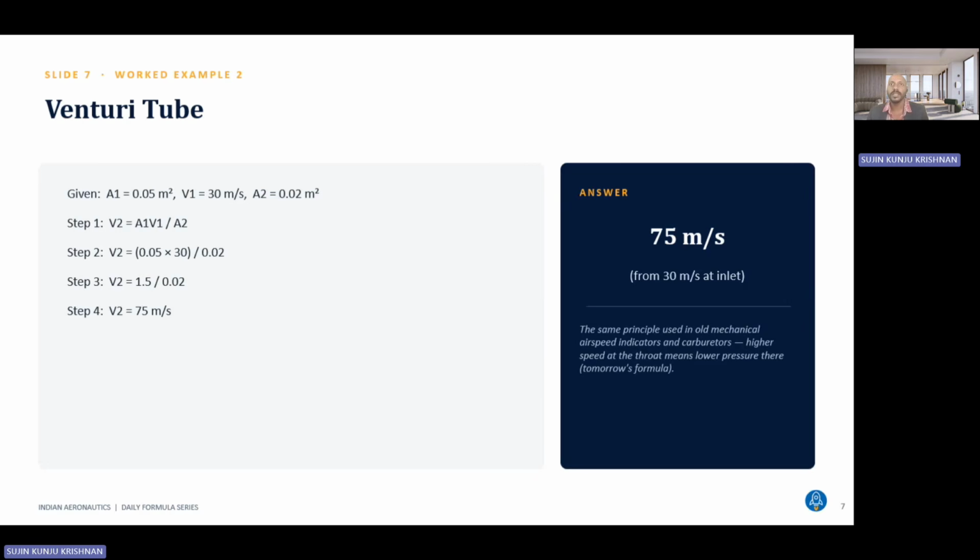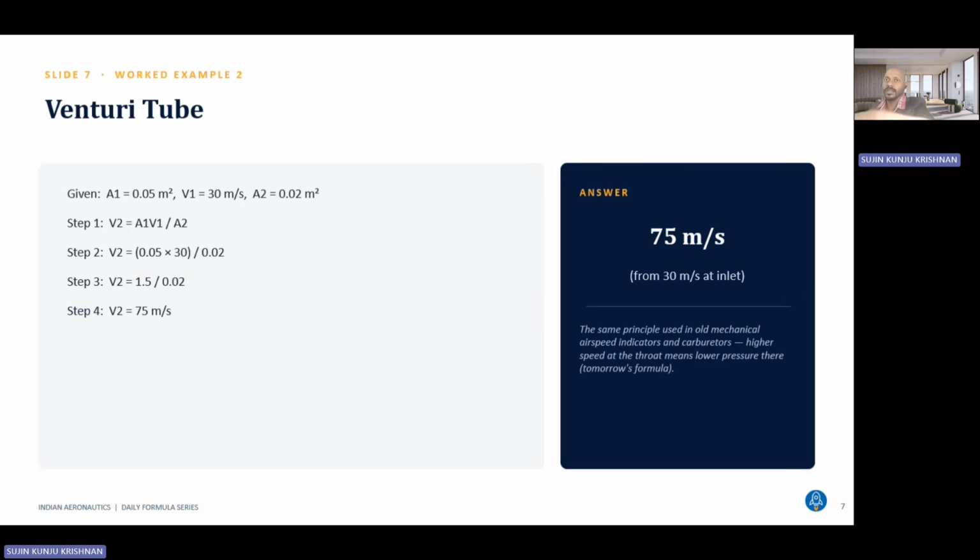This exact principle is what old mechanical airspeed indicators and carburetors used. As velocity increases through the throat, pressure drops, which is precisely what tomorrow's formula, Bernoulli's equation, will explain.